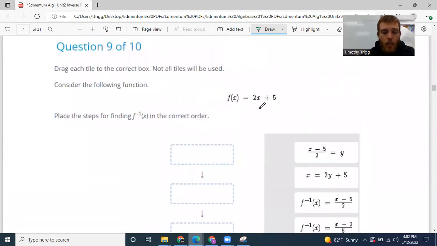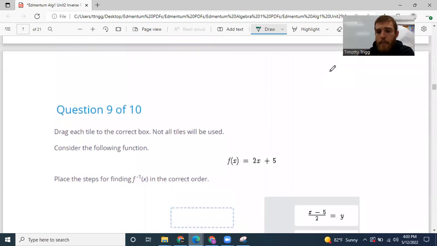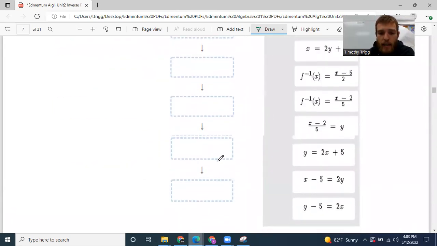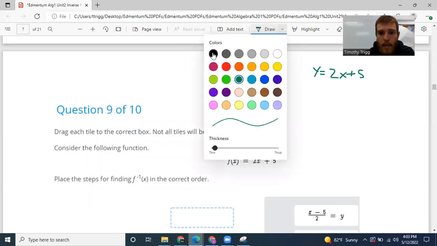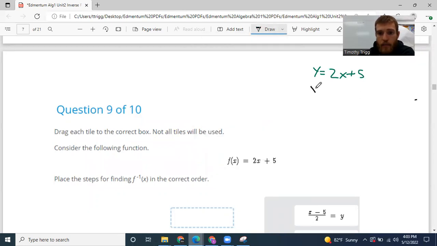Okay, here we're going to move these. Let's go ahead and solve this on the side, and then we can move the steps easily once we have it solved. So we're going to have f inverse of x. I'm actually going to replace that with y. Our first step will be y equals 2x plus 5. Then we swap the position of the x and the y.